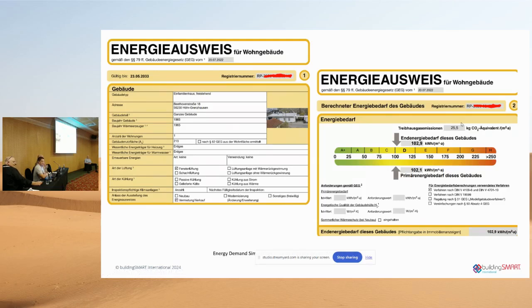Did you make two calculations? One of the existing building and then one... Yes, and this is the existing building. And this is existing. Okay.